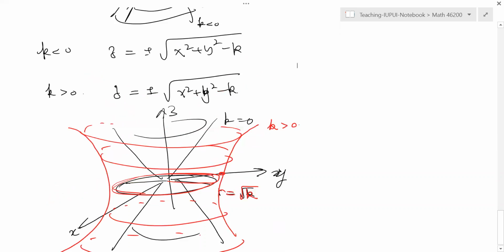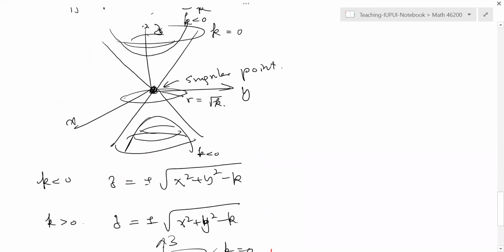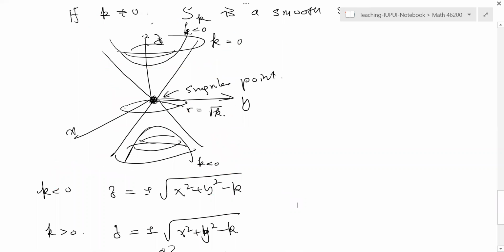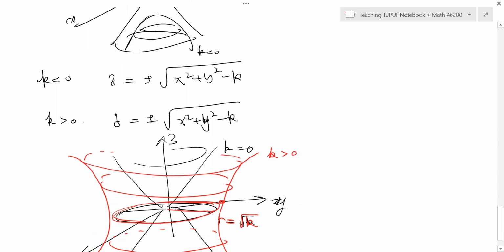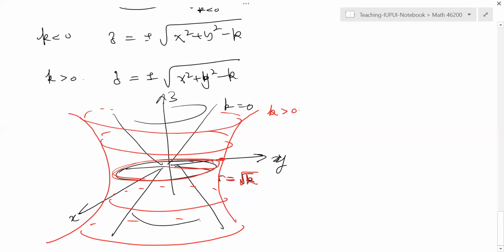And topologically, each piece is just R2, right? Because it's just a curved R2, right? A curved plane. So that's different from the one here when K is positive. It's a cylinder type, right? It's because this kind of surface is called a surface of revolution. Okay, surface of revolution. And we're going to start the next section.